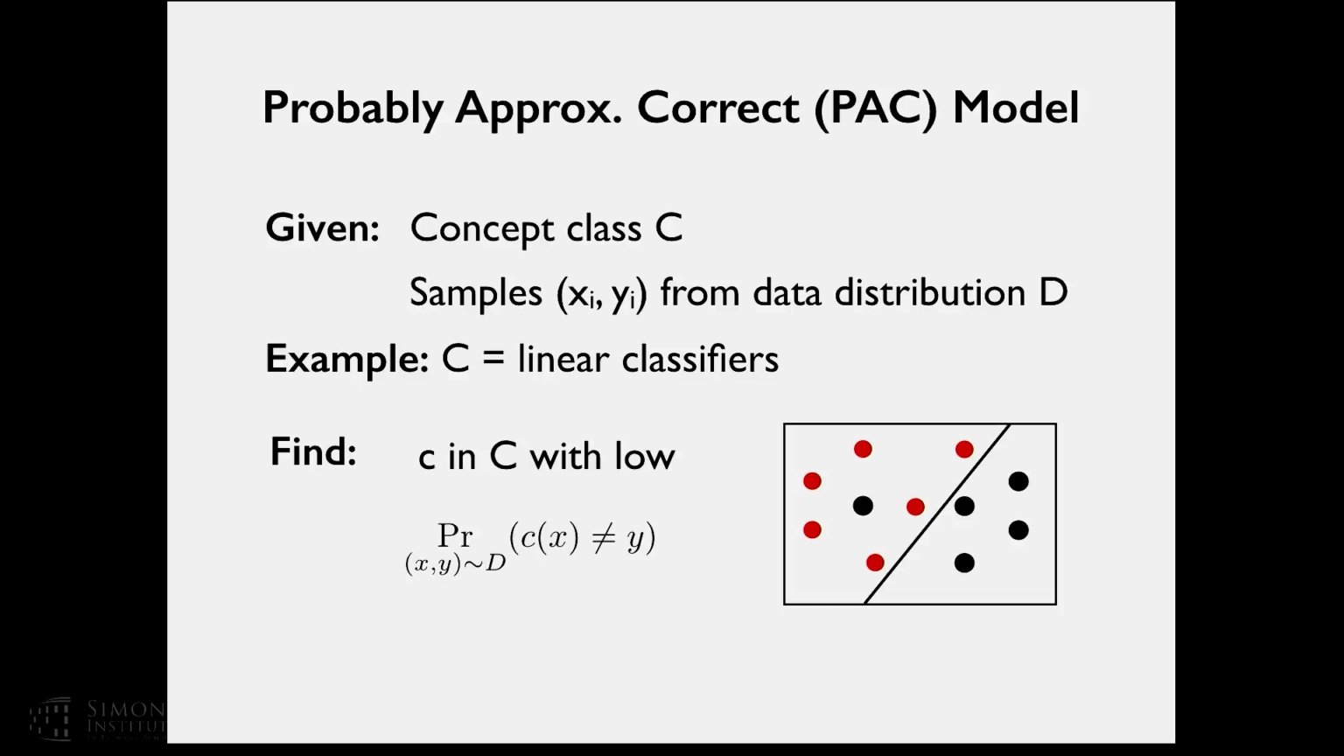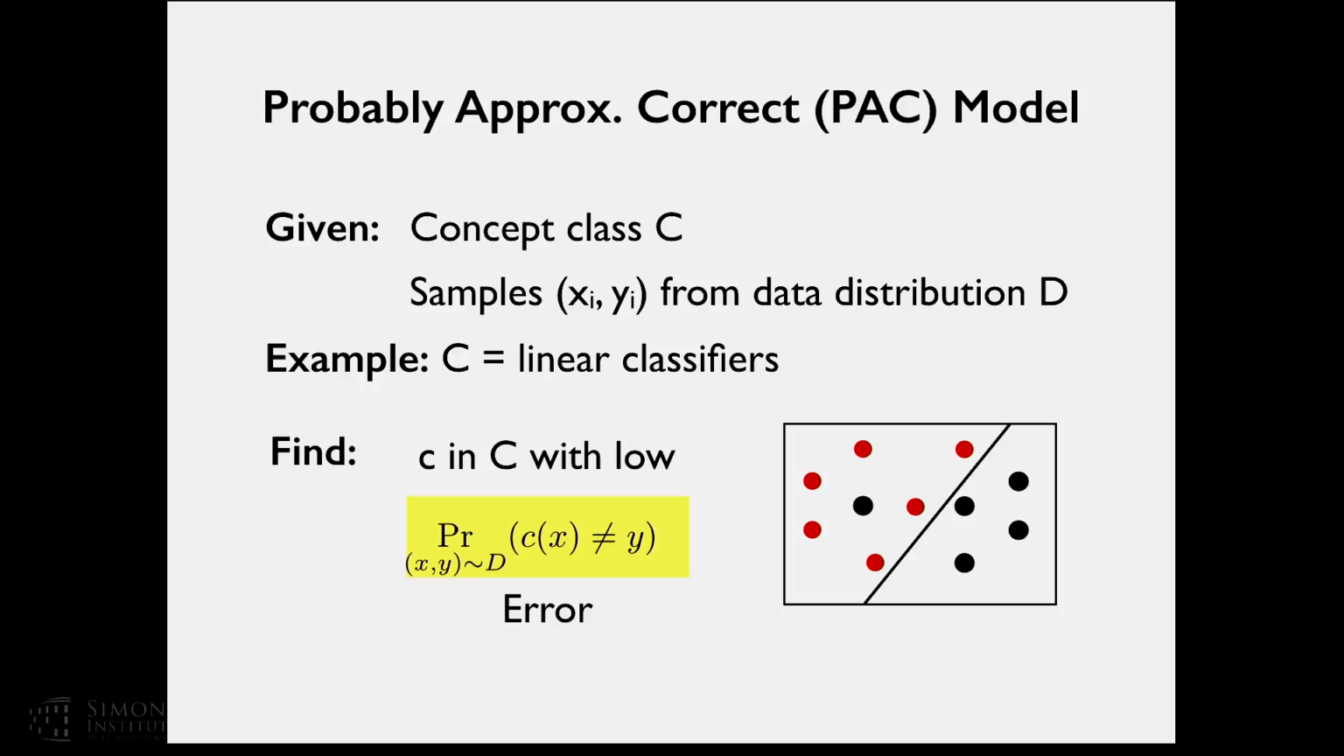I'm sure many of you are familiar with it, but let me just do a cartoon overview anyway. Here, you have a concept class C, and you have samples xi and yi that you draw from some data distribution D, right? As a concrete example, your C could be a class of linear classifiers, and your goal would be to find a classifier in your class which has low error under the data distribution.